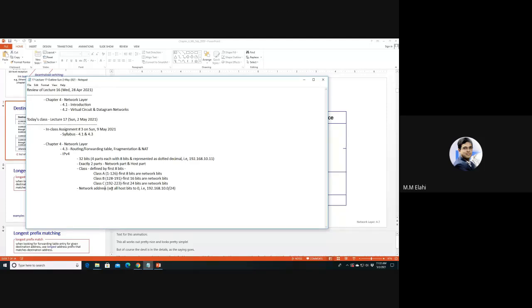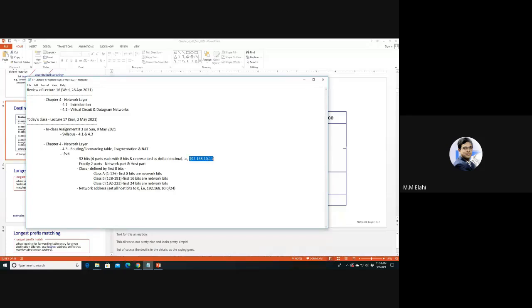So if a packet arrives at the interface, at the port, the router has received a packet, and there is a source IP address and there is a destination IP address. Now, that destination IP address is definitely not a network address, right? It is a valid IP. It must be the IP address of a particular host, like 192.168.10.11. So what will the router do?